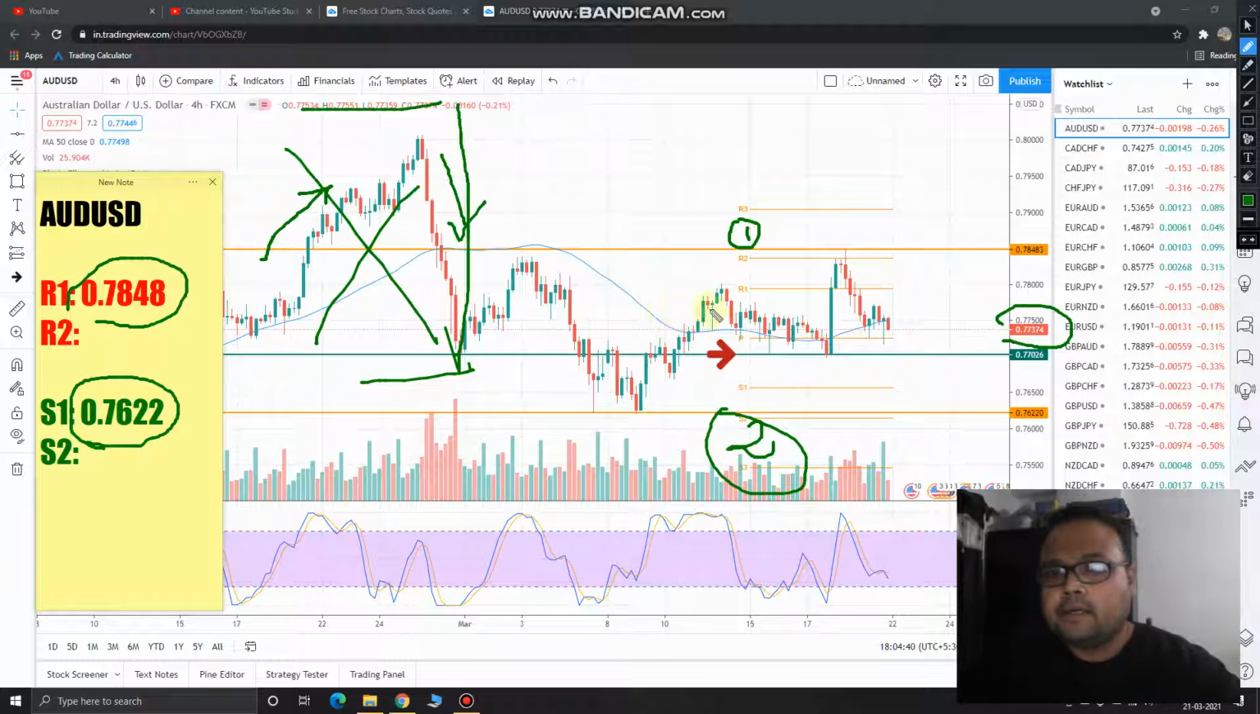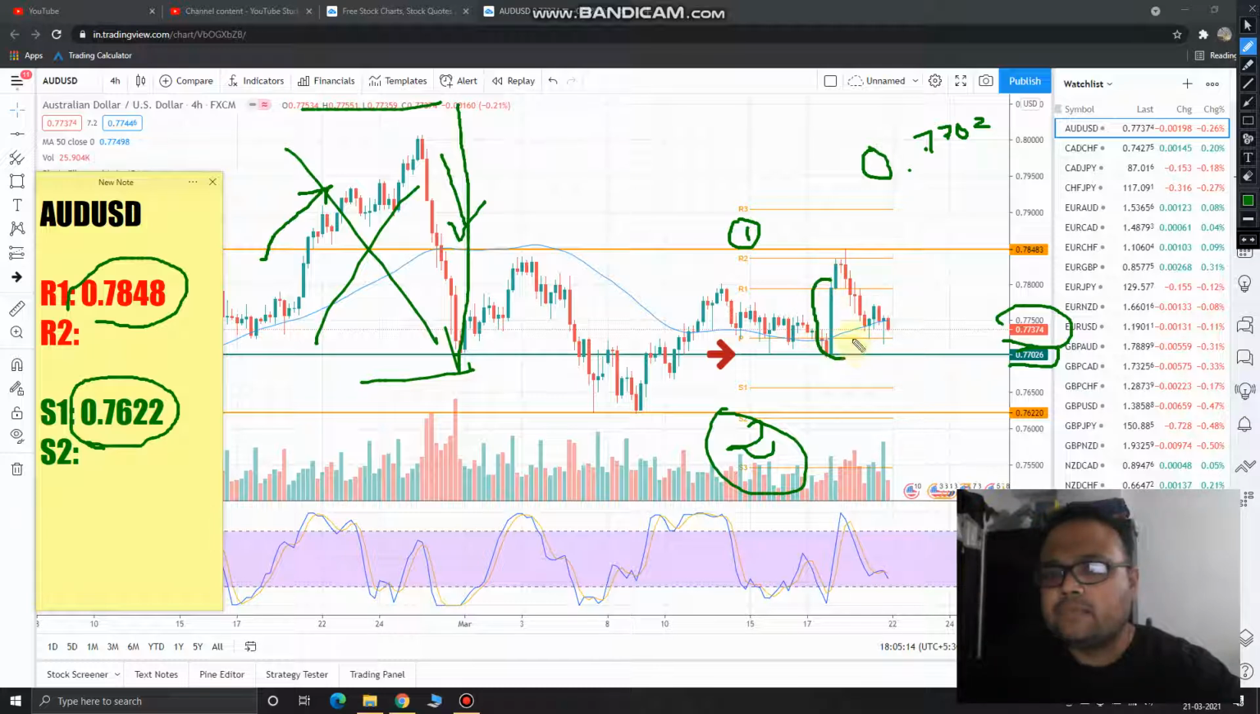But we can see that there was not much support or nothing was available at this point, 0.7702. Though nothing was available at this point, just try to understand the market psychology. Still, market reversed from here, or market just went up from here.